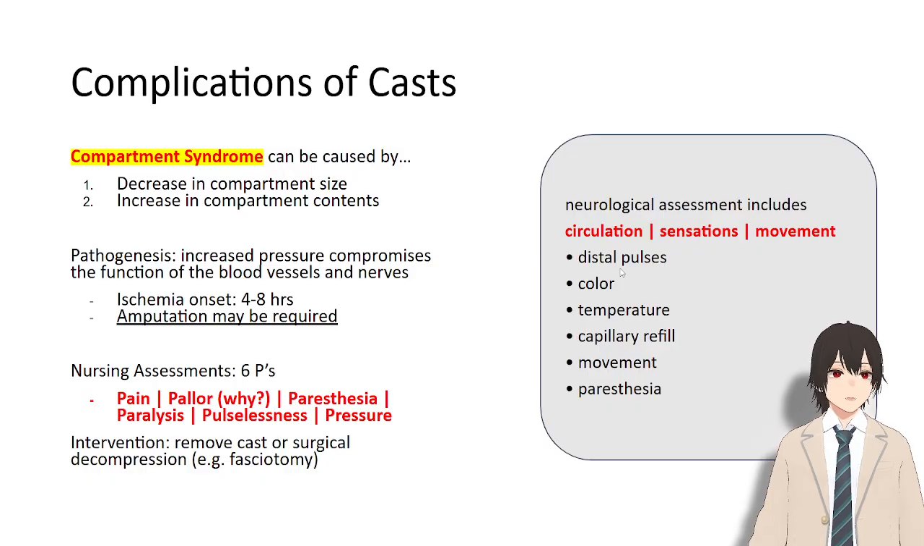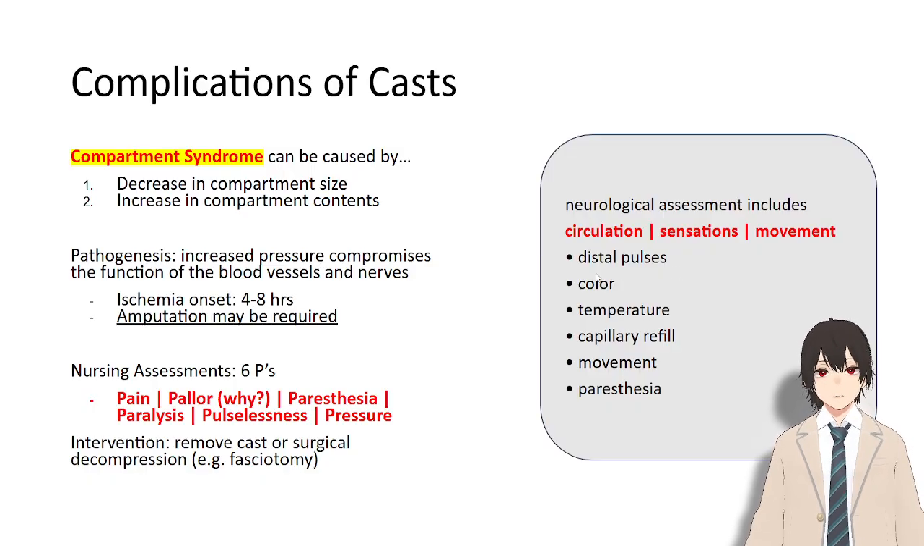So the things that you can check are like the distal pulses, right? Like this is for the pulselessness, the color, the pallor, temperature. There's like poikilothermia. Cap refill is also a big one. Movement for the paralysis, and paresthesia, right?